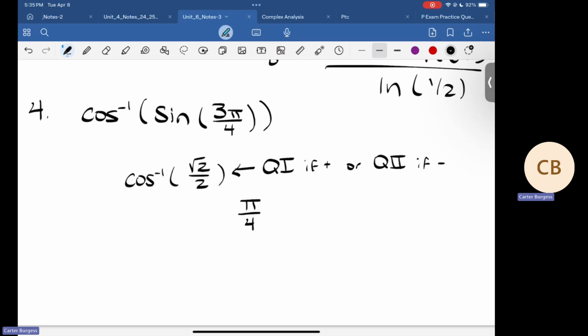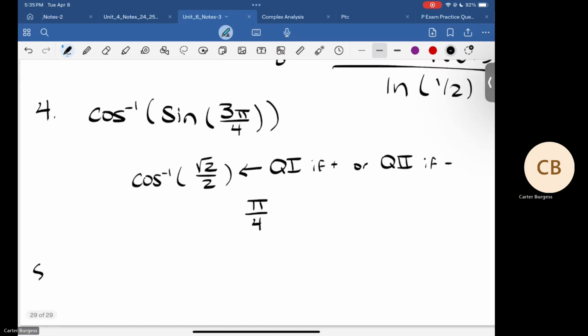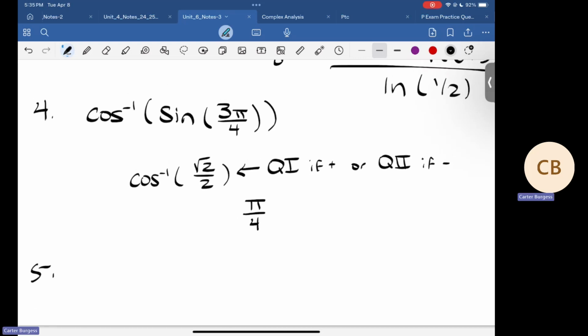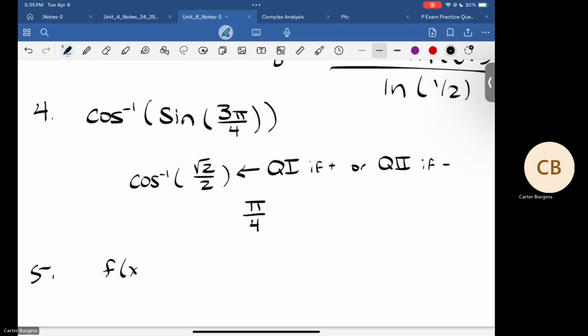Right. And then lastly, transformations. We're trying to do to the right by 4 and down by 5. Just remember that to the right, you do the opposite, and down, you do what you would expect.